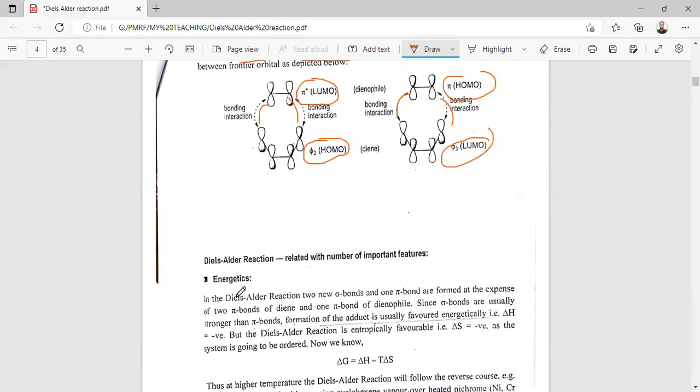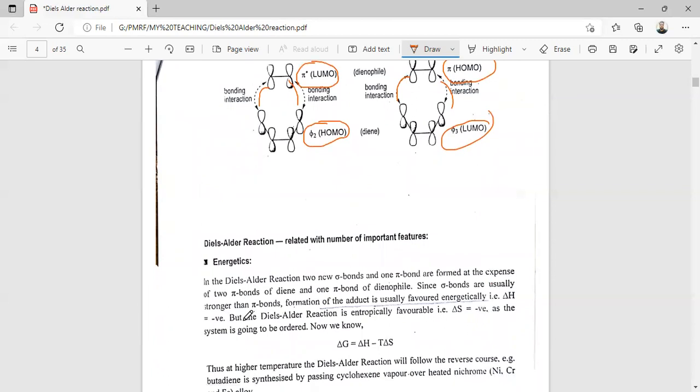So the energetics. In the Diels-Alder reaction, two sigma bonds and one pi bond are formed at the expense of two pi bonds of the diene and one pi bond of the dienophile. Since sigma bonds are usually stronger than pi bonds, formation of the adduct is usually favored energetically. That is, delta H is negative.